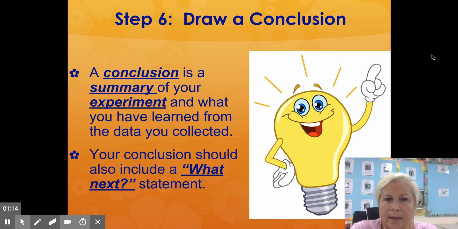And then the last part should always include a what next statement. So let's say your hypothesis was right. You had the correct answer, but you still don't know everything about that topic. So there's always room for growth. You can always go further with an experiment. You can always learn more.